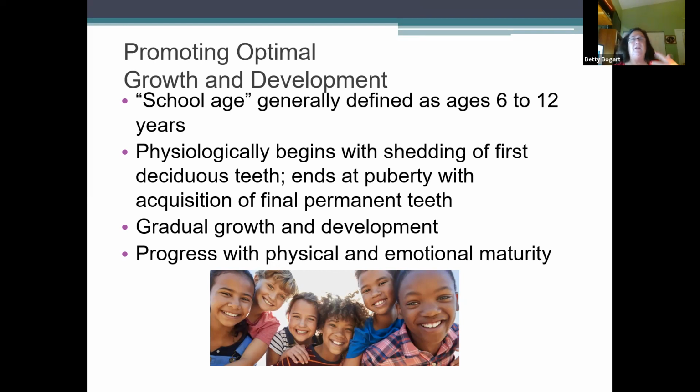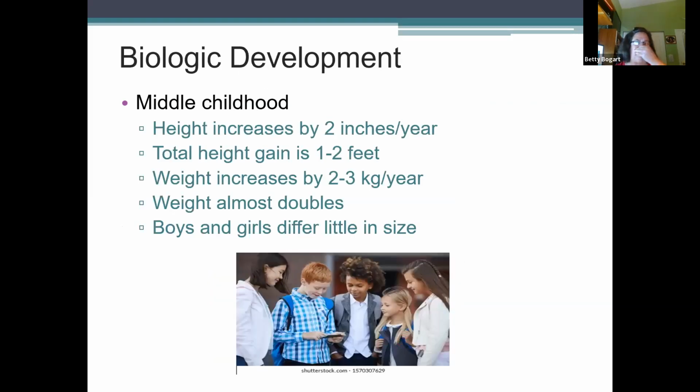And of course, you're going to get older. You're going to be more mature, hopefully. Physically, you're going to be able to do more. You're more coordinated. You're going to be more athletic. Performing at sports is the big thing. So height is 2 inches a year, not much. But if you look at school age, it's 1 to 2 feet, but it's 6 years, from ages 6 to 12. The weight, again, as I said, 2 to 3 kilos, and your weight will double in the 6 years, okay?